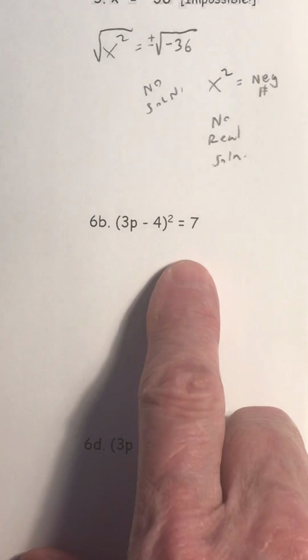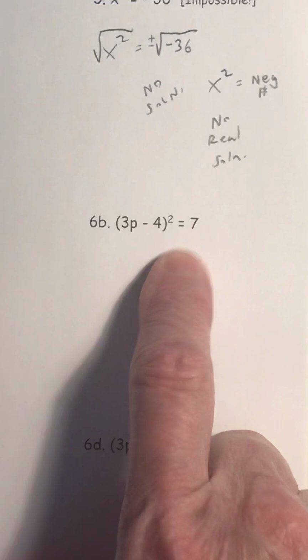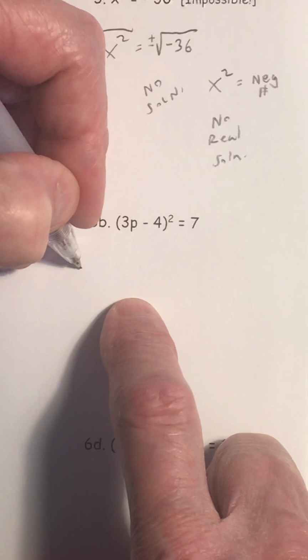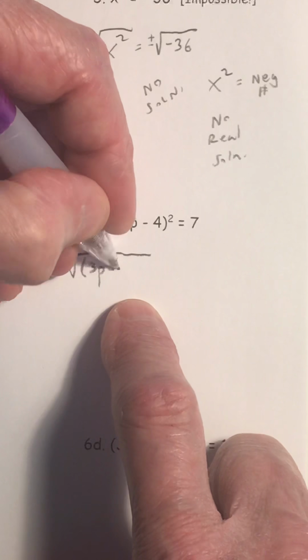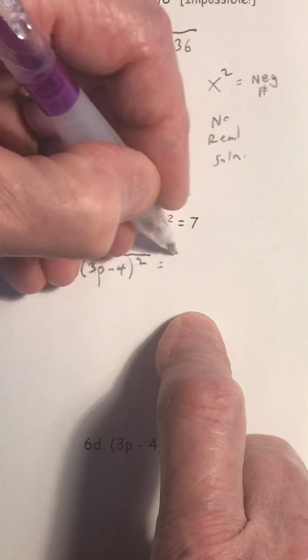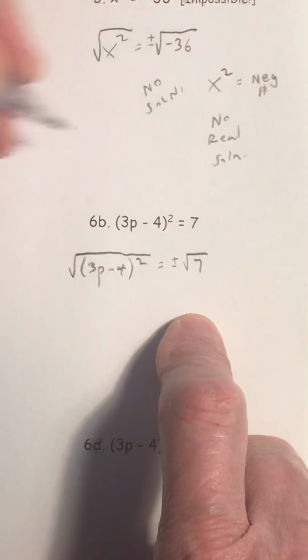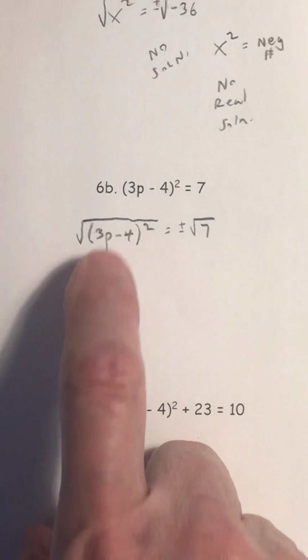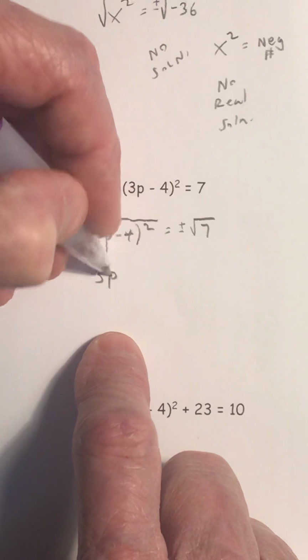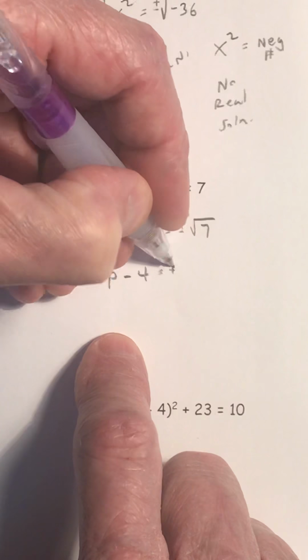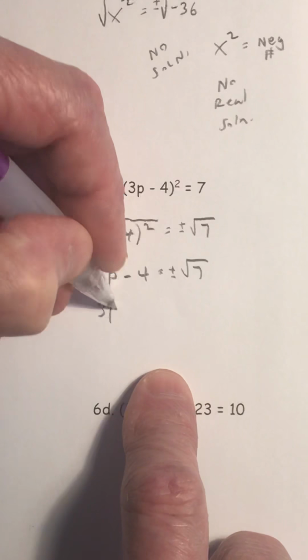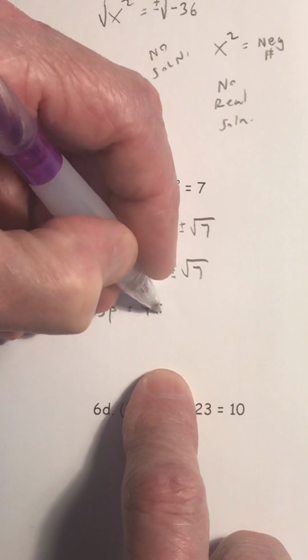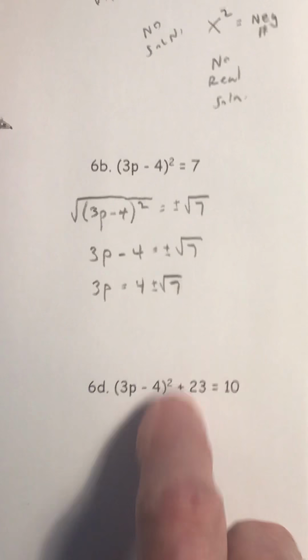on to number 6b. This is not a perfect square, but we're not going to fuss about it. We're not going to fret over that. That's a good word for it. We're not going to fret. Take the square root of both sides, because we already had something squared equals a number. On this side, plus or minus root 7. And this just erases the parentheses. And just like the one before it, I'm going to add 4 to both sides, and then divide by 3.